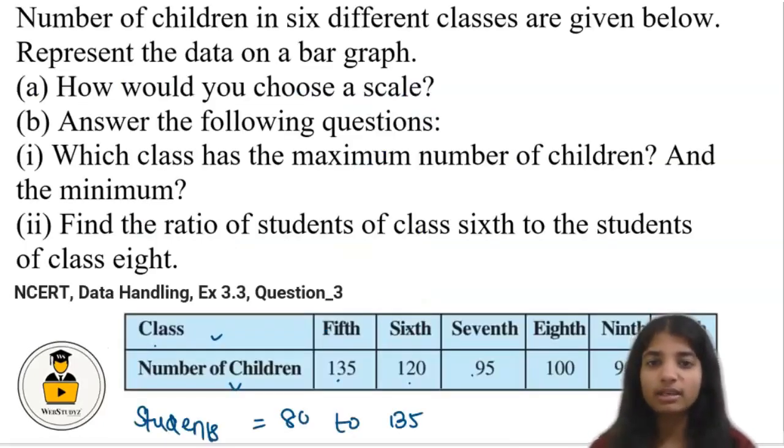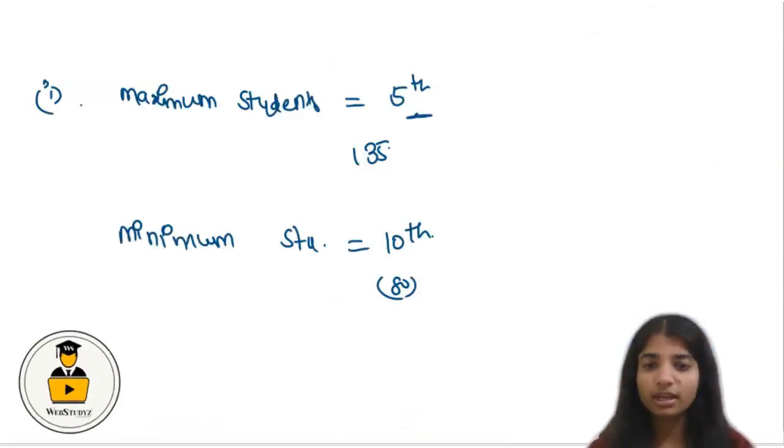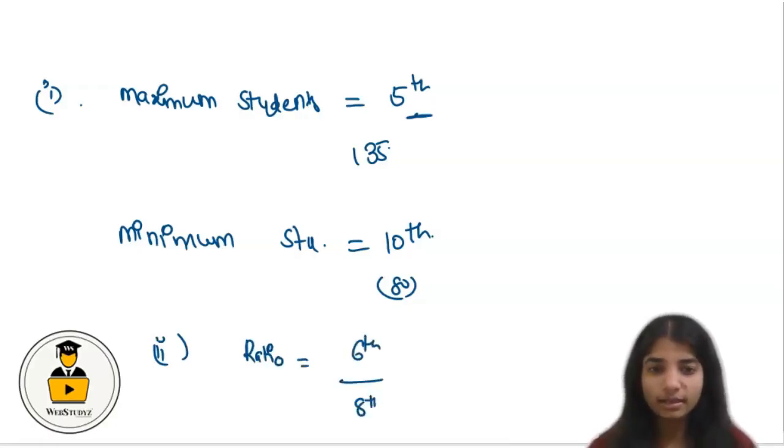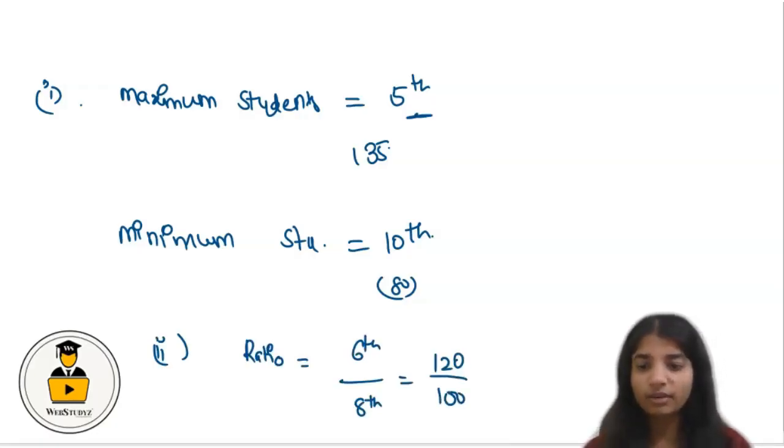Now part 2 is to find the ratio of students of class 6 to the students of class 8. Class 6 has 120 and class 8 has 100. So we have to find out the ratio of the students of class 6th to class 8th. We have to find out this ratio. So this is equal to 120 divided by 100.